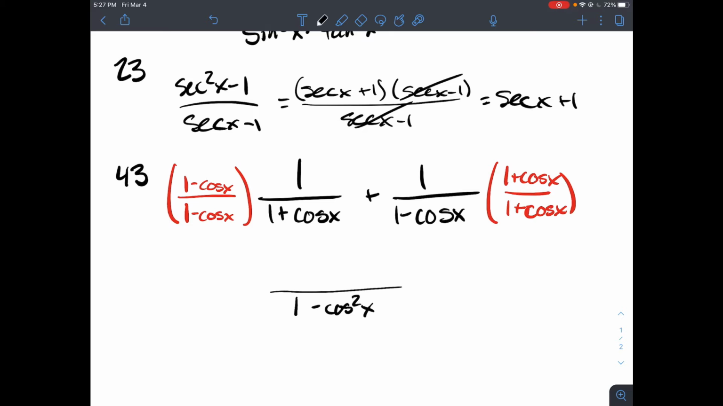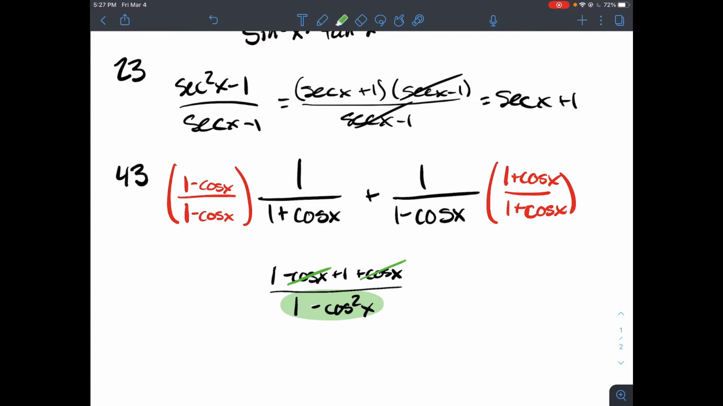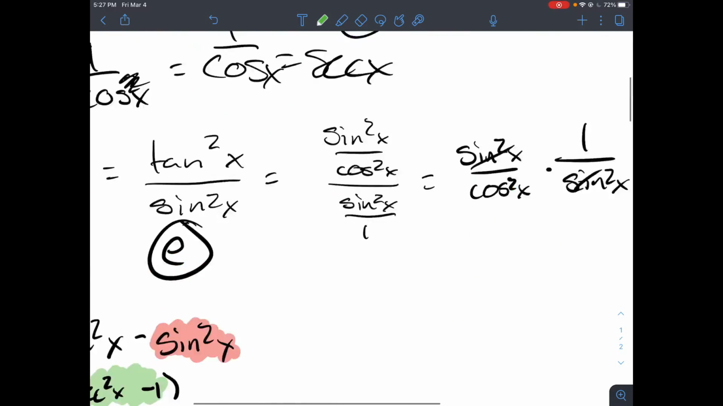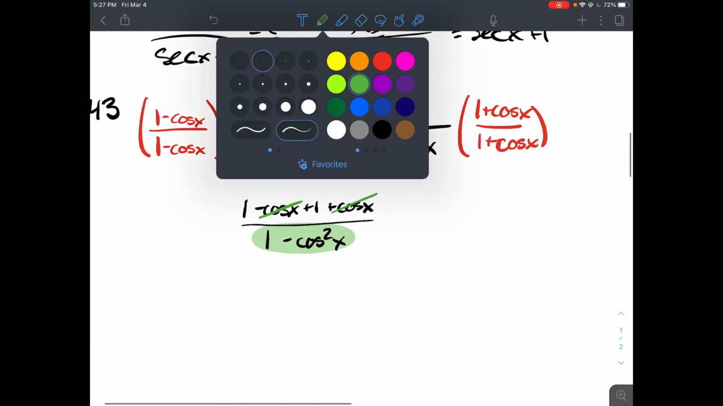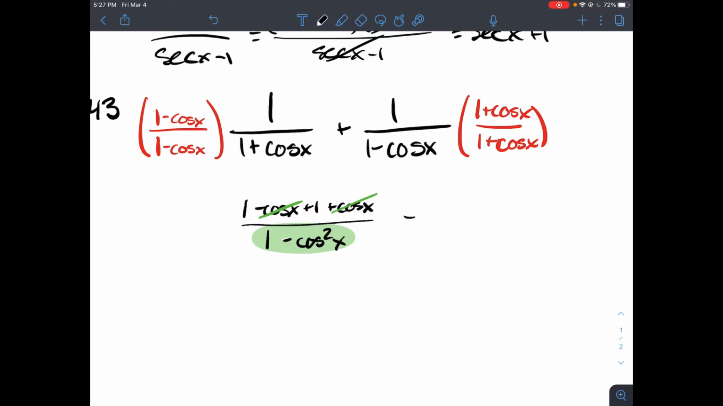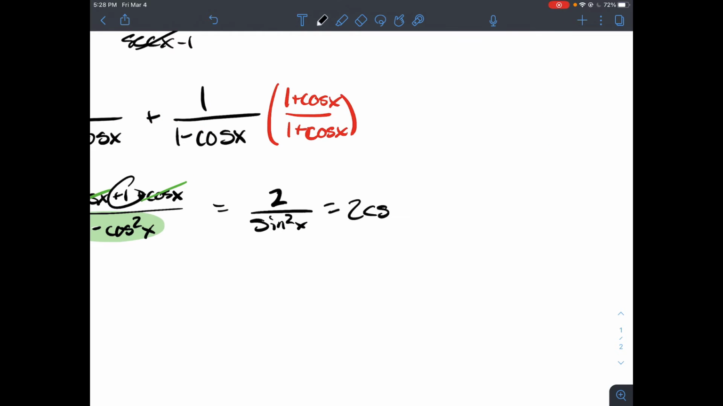In the top, what are we going to get? Let's write it all out. Our cosines are going to cancel out here, so let's just cancel them out. In the bottom, we have something that we're going to use a trig sub for. If we go up top, we want to get 1 minus cosine squared, which is equal to sine squared x, over 2. Because we got 1, that's going to be over 2, and this is going to equal 2 cosecant squared of x. So this is pretty much the opposite of what we just did in class.